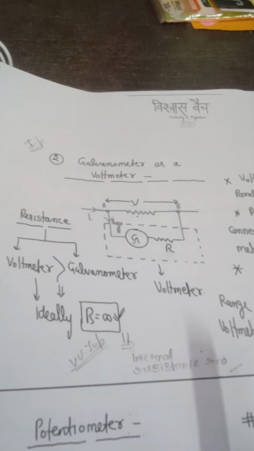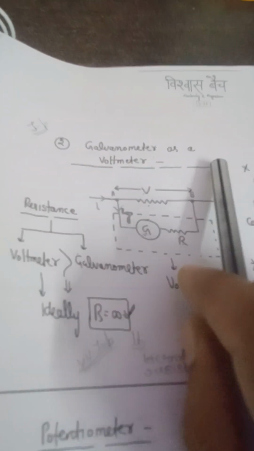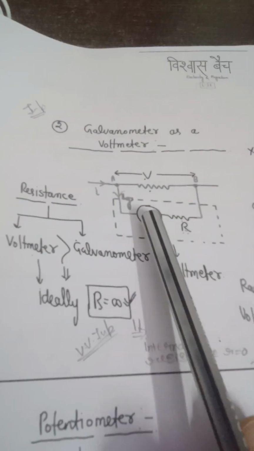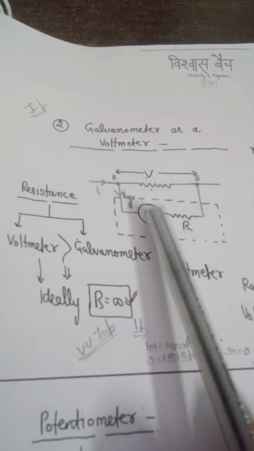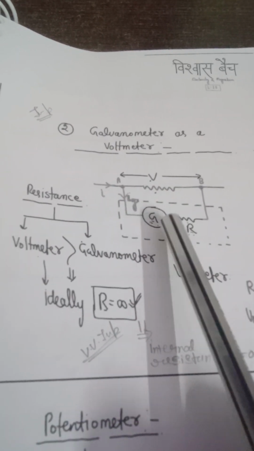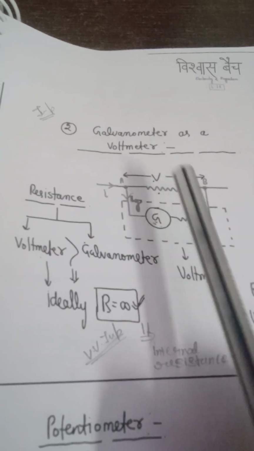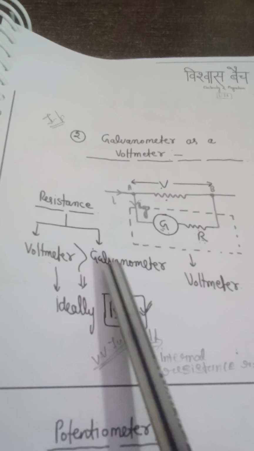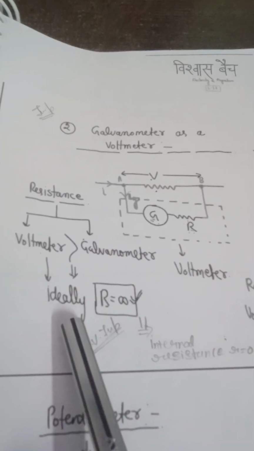Hello, in this video I am telling you about the galvanometer as a voltmeter. You can see in this figure that the galvanometer is used in parallel with the resistance. Okay, so it is an internal resistance. The resistance in a voltmeter is greater than that of a galvanometer.